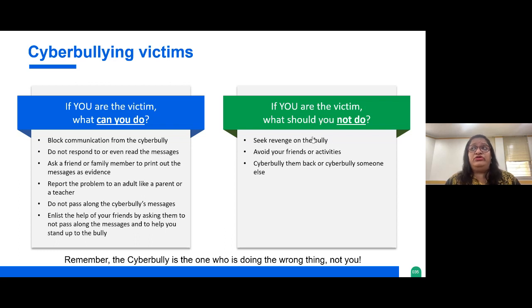But also, what you should not do. What you should not do is get angry about it and seek revenge on the bully, start doing the same thing to that person that that person has done to you. Avoid friends and activities, just go into isolation. Cyberbullying them back or cyberbullying someone else is not the solution. Just because you got cyberbullied and you go ahead and do the same to somebody or to the same person, you will also land up in the same kind of legal mess that you have landed the other person in. So you have to be the sensible one over here and take a stand on it.